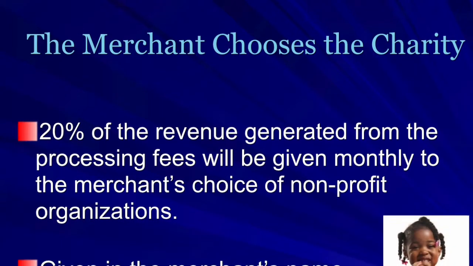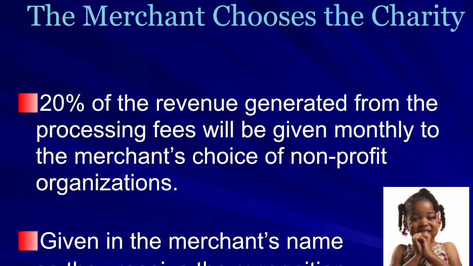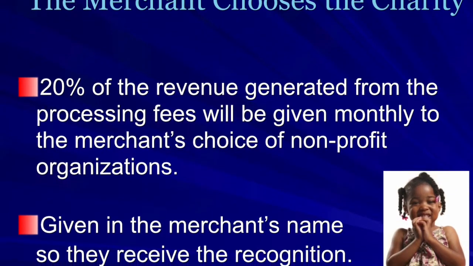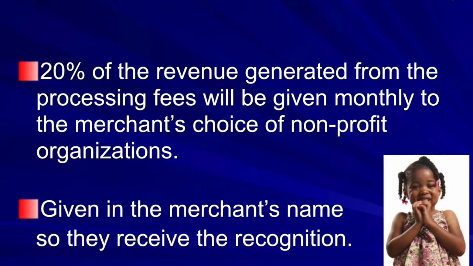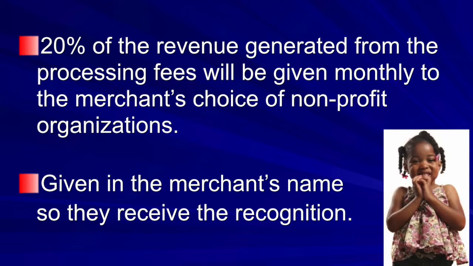So 20% of the revenue generated from the processing fees will be given monthly to the charity that you as the merchant have chosen. And the other part that really makes this program very unique is the fact that we're giving that donation in your name, in the merchant's name, so that you receive the recognition of donating those funds. And you might ask, well, this is too difficult, too hard, but you know, switching over is so easy. It's free and it's easy.